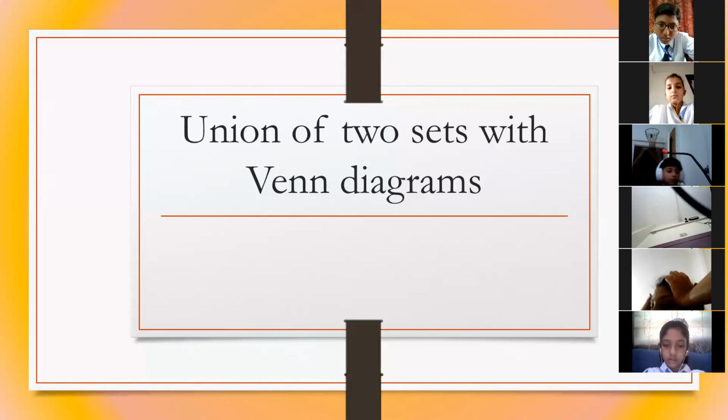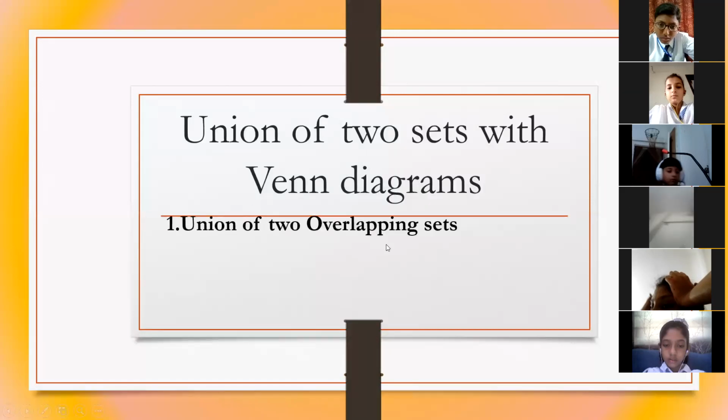Union means combining. You can note it down in your notebook, what I am describing right now. Union means combining of two sets with Venn diagram. I told you already what a Venn diagram is. Union means combining. Union of two overlapping sets.